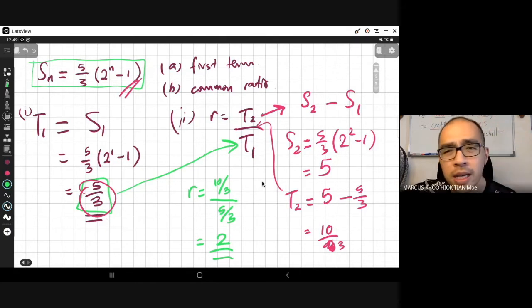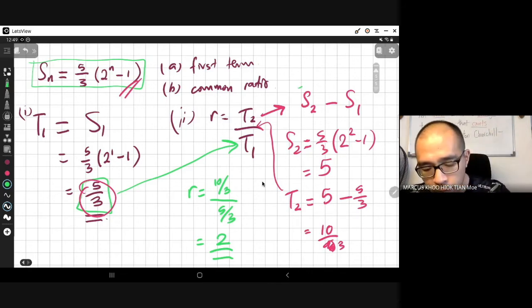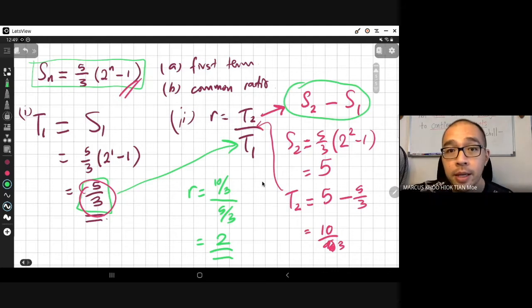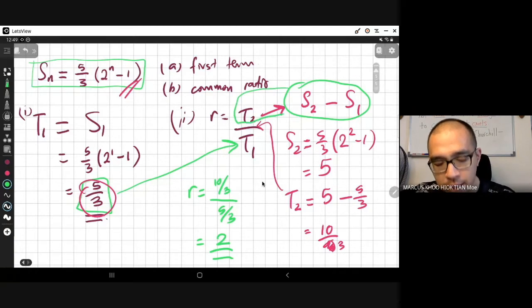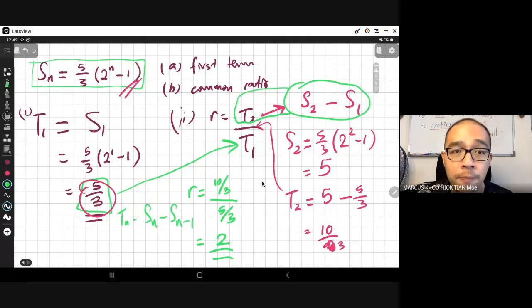S2 minus S1, all these things are not given. They are not formulas. They are all concepts that you have to remember. So please have this in mind. By far the most important tip that I can give for anybody that wants to master arithmetic or geometric progressions is this one: Tn equals Sn minus S(n-1). It's not even a formula. It is a concept that we need to get.